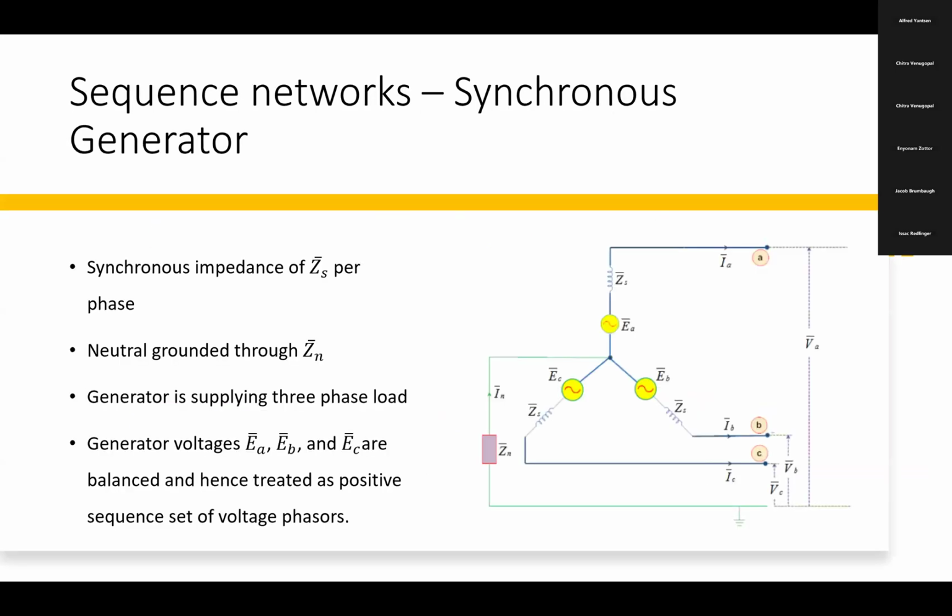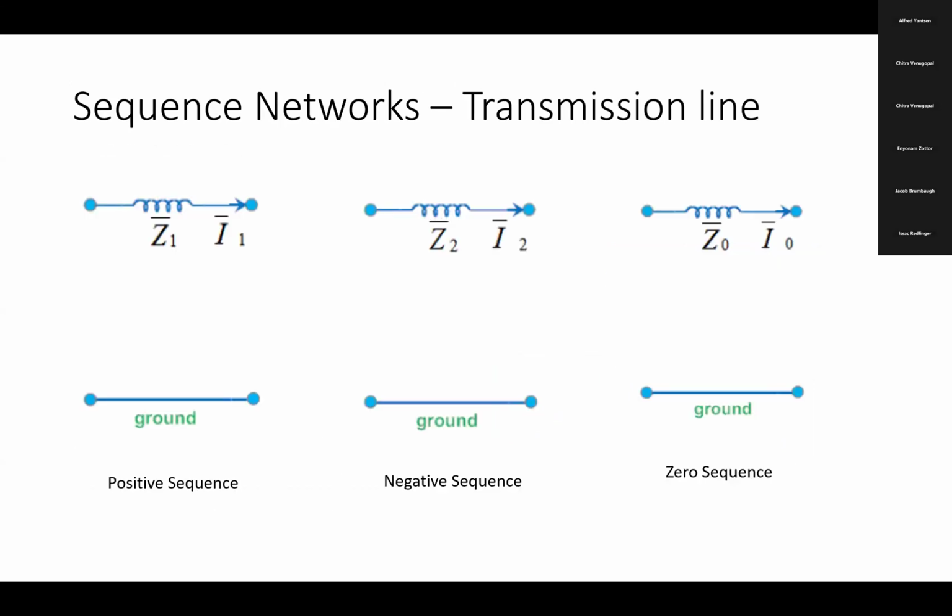Generators and loads more or less behave the same way, but the loads are inductive in nature. Generators are capacitive in nature, synchronous generators. So we are having the three phase. The difference between the loads and the generators is that generators will have the voltage source, whereas the loads will not have a voltage source. So look at the diagram here.